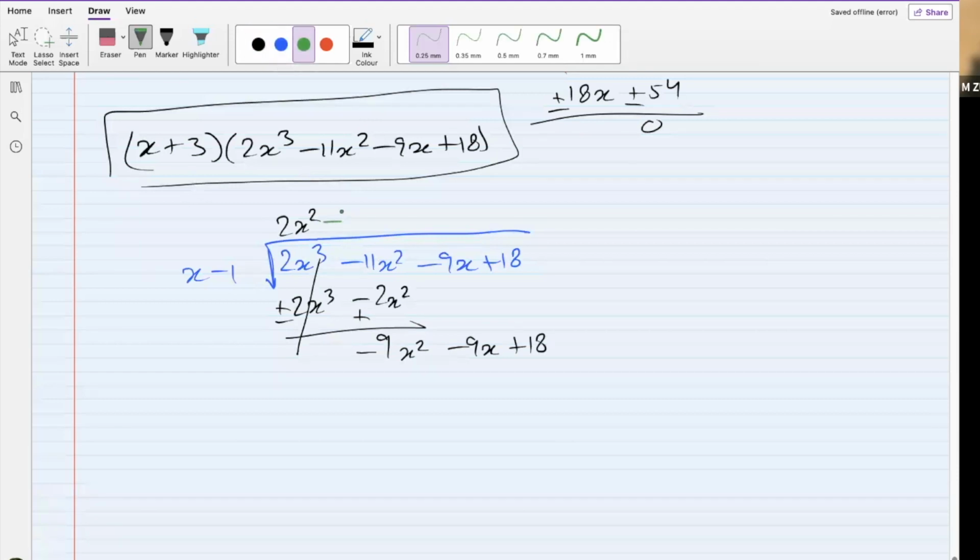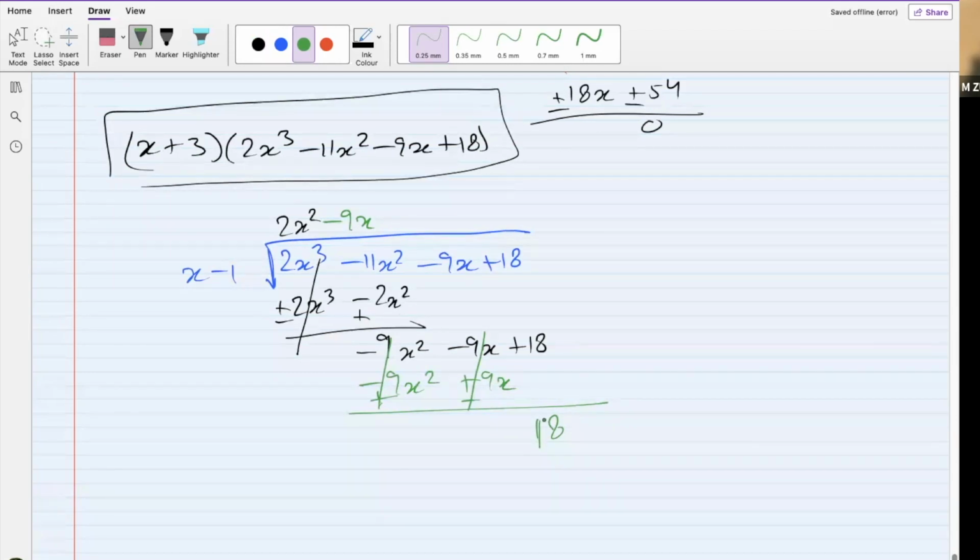Then for minus 9 is minus 9x. 9 into 1, minus 9x square plus 9x. Change the signs, you add them. Why are we left with 18? We should have gotten rid of this.